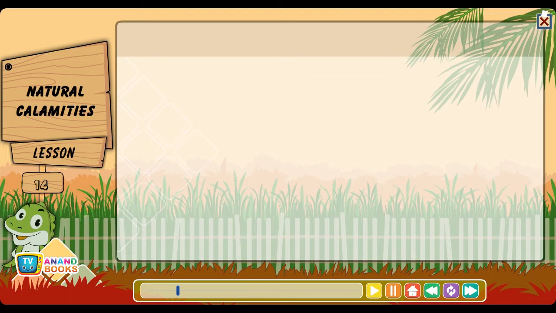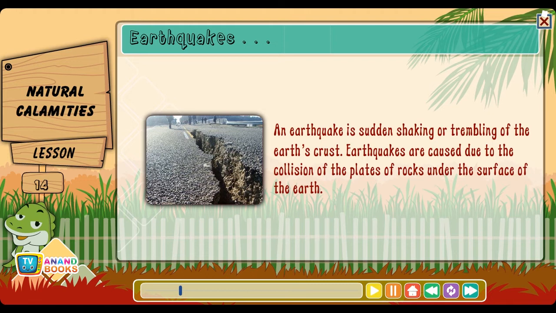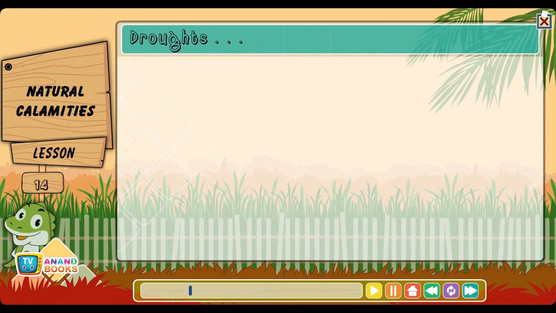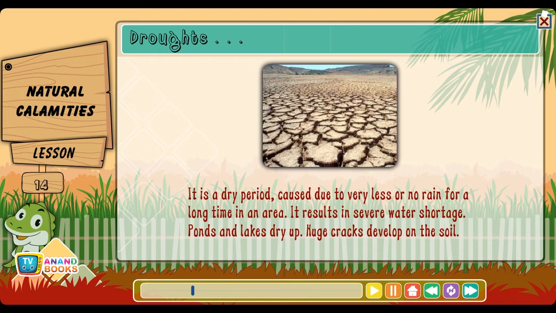Earthquakes. An earthquake is sudden shaking or trembling of the earth's crust. Earthquakes are caused due to the collision of the plates of rocks under the surface of the earth. When earthquakes are of great intensity, they cause a lot of damage to life and property. An earthquake can be measured on the Richter scale. Droughts. It is a dry period caused due to very less or no rain for a long time in an area.